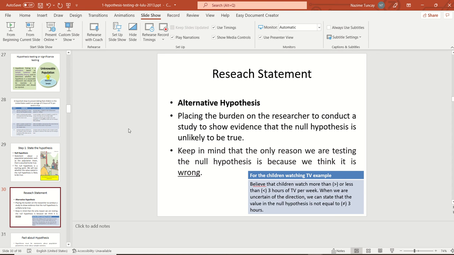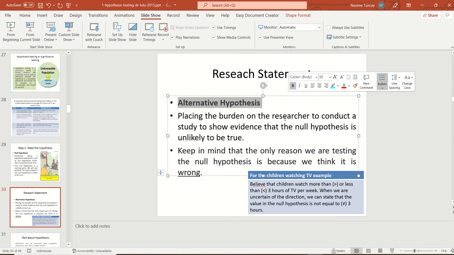The alternative hypothesis is that the null hypothesis is wrong, because we want to have an alternative hypothesis. For example, we believe children watch more than or less than 3 hours per week. When we are uncertain of the direction, we can state that the value of the null hypothesis is not equal to 3. So let's discuss how we can create hypotheses here.